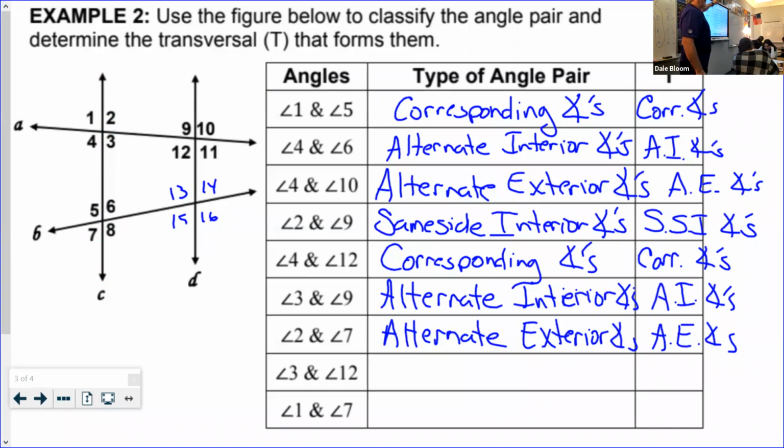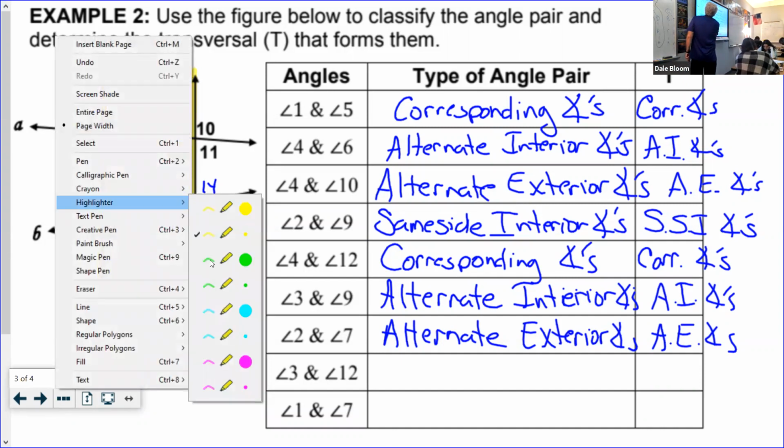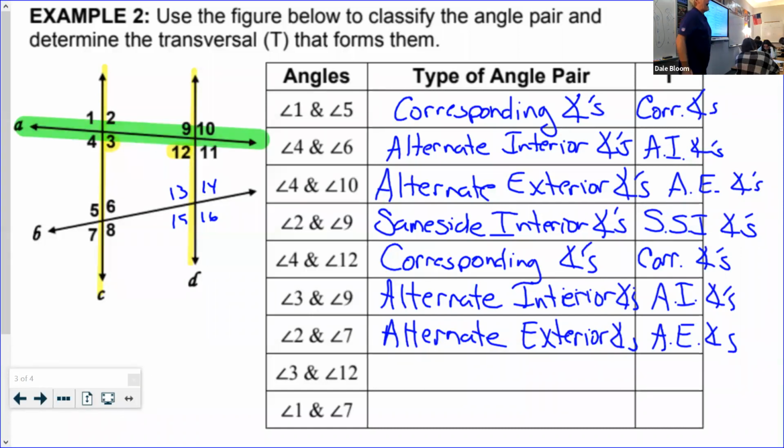The thing you've got to know is you first identify the angle pair. We're talking about angle 3 and angle 12. Then you've got to identify the transversal, and the transversal is always the line that both angles are by. They're not both by this one, and they're not both by this one. Neither of those is my transversal. So this is my transversal, because that is the line both angles are by. Once you identify the transversal, you decide: are they on the same side or alternate sides? Are angle 3 and angle 12 on the same side of this transversal or alternate sides?